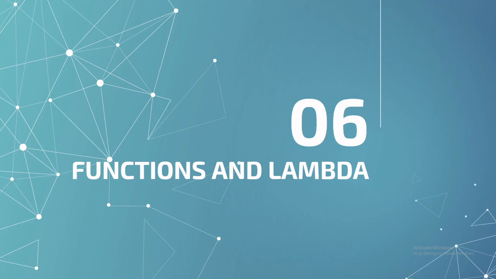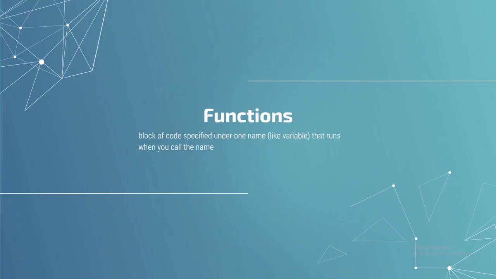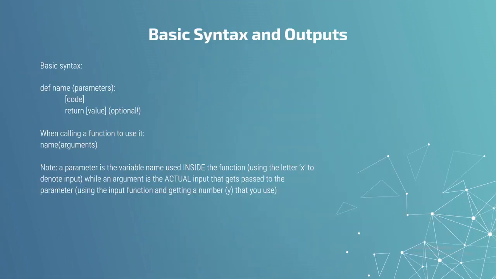Finally, we'll be going over the functions and lambda section of this lecture. Perhaps the most important thing for you to take out of this Intro to Python course. Functions are a block of code specified under one name, like a variable, that runs when you call the name. The basic syntax of a function is to define a name, given parameters, and then put in said code. Sometimes you return a value, and sometimes you don't.